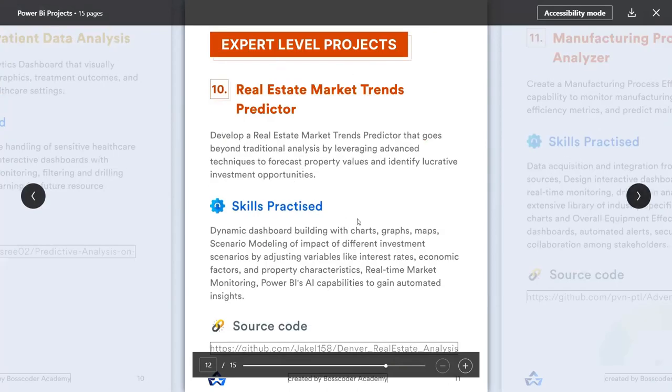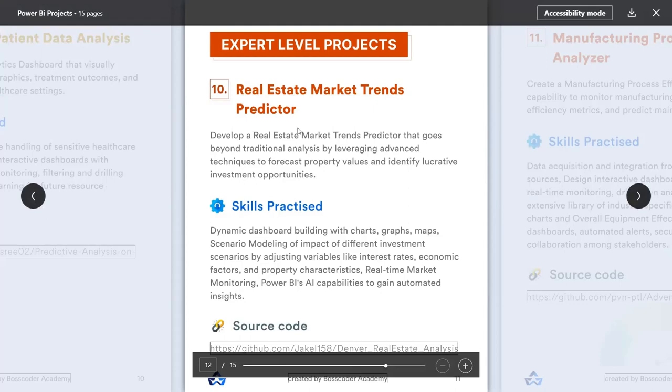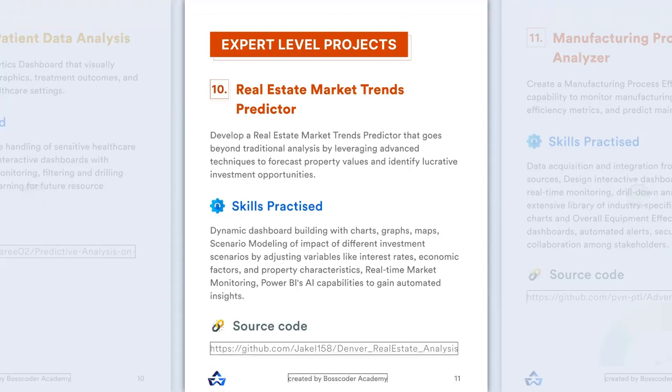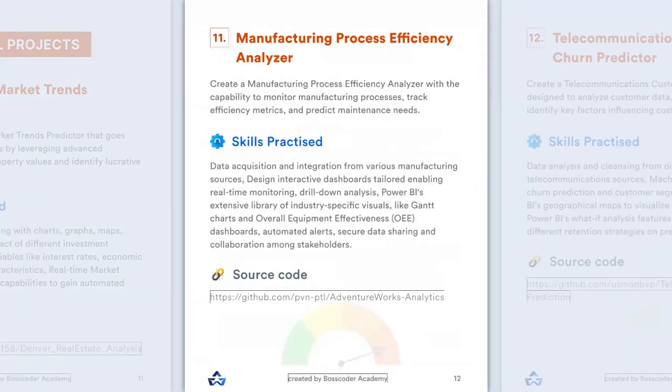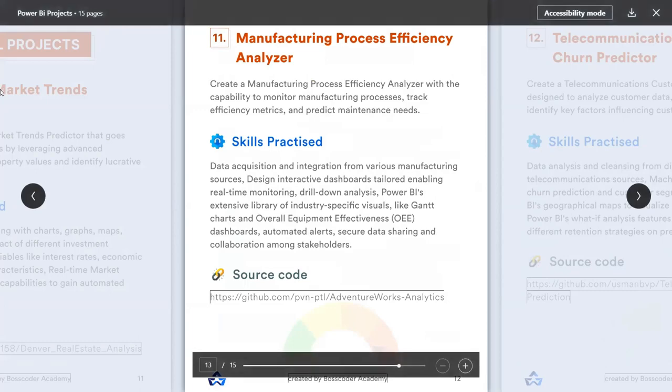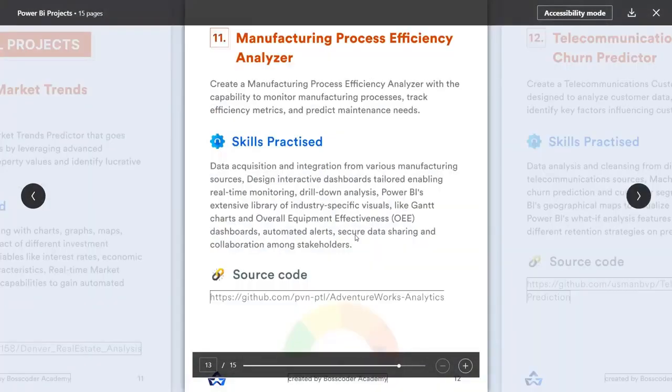Expert level projects are also there. Real estate: if someone is more into numbers, this is the best thing to do. Another is the manufacturing process efficiency analyzer. Personally, I have not created this type. I have done multiple similar projects, up to the tenth one, but not the eleventh one. I will also give it a try.